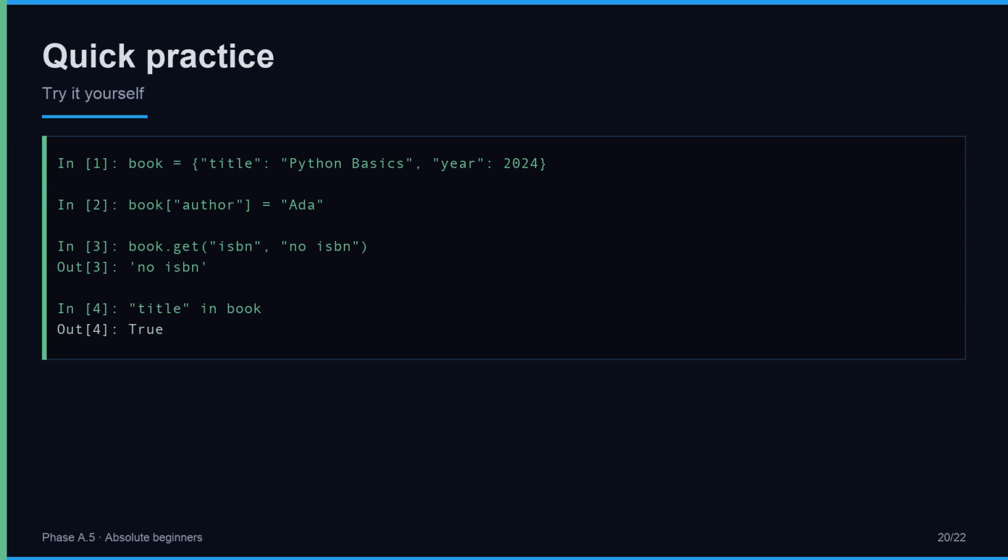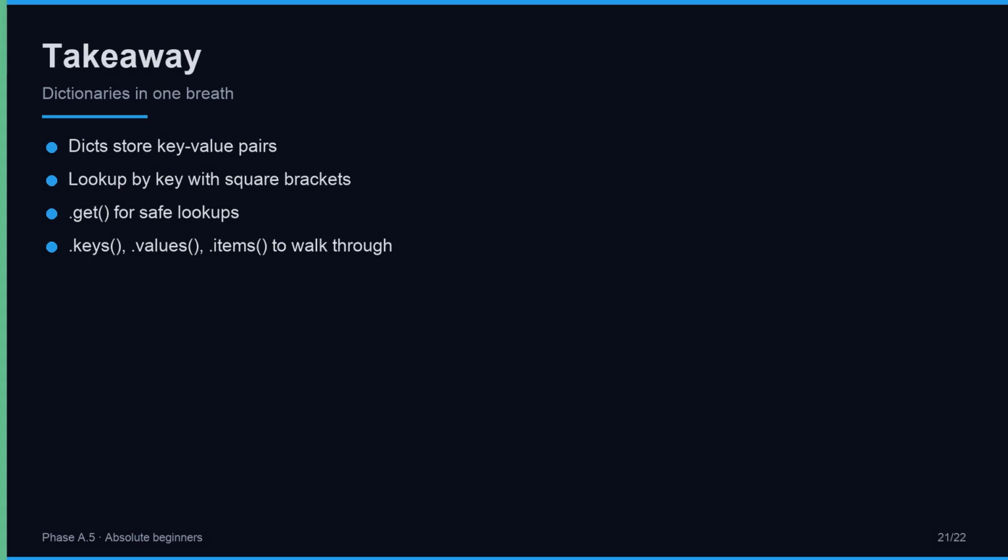If you want to lock this in, try a small exercise. Create a book dict with a title and a year. Add an author key. Look up an ISBN with the default. Check whether title is a key. These 4 moves cover most of what you do with dicts every day: create, add, look up safely, and check membership. When these feel natural, dictionaries are yours. 4 moves, every day.